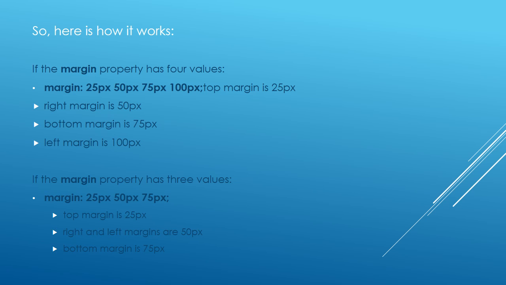So, here is how it works. If the margin property has 4 values: margin: 25px 50px 75px 100px, top margin is 25 pixels, right margin is 50 pixels, bottom margin is 75 pixels, left margin is 100 pixels. If the margin property has 3 values: margin: 25px 50px 75px, top margin is 25 pixels, right and left margins are 50 pixels, bottom margin is 75 pixels.